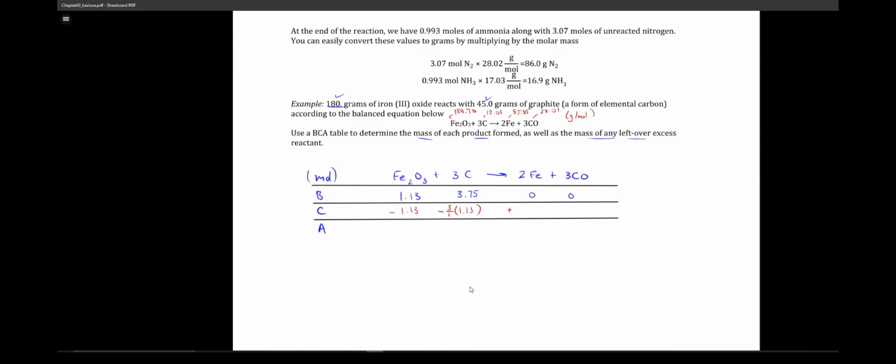Is it 3/2? 2/1. Because remember, the limiting reactant was the iron. So plus 2/1 times what number? Everything is relative to iron 3 oxide. Plus 2 times 1.13.